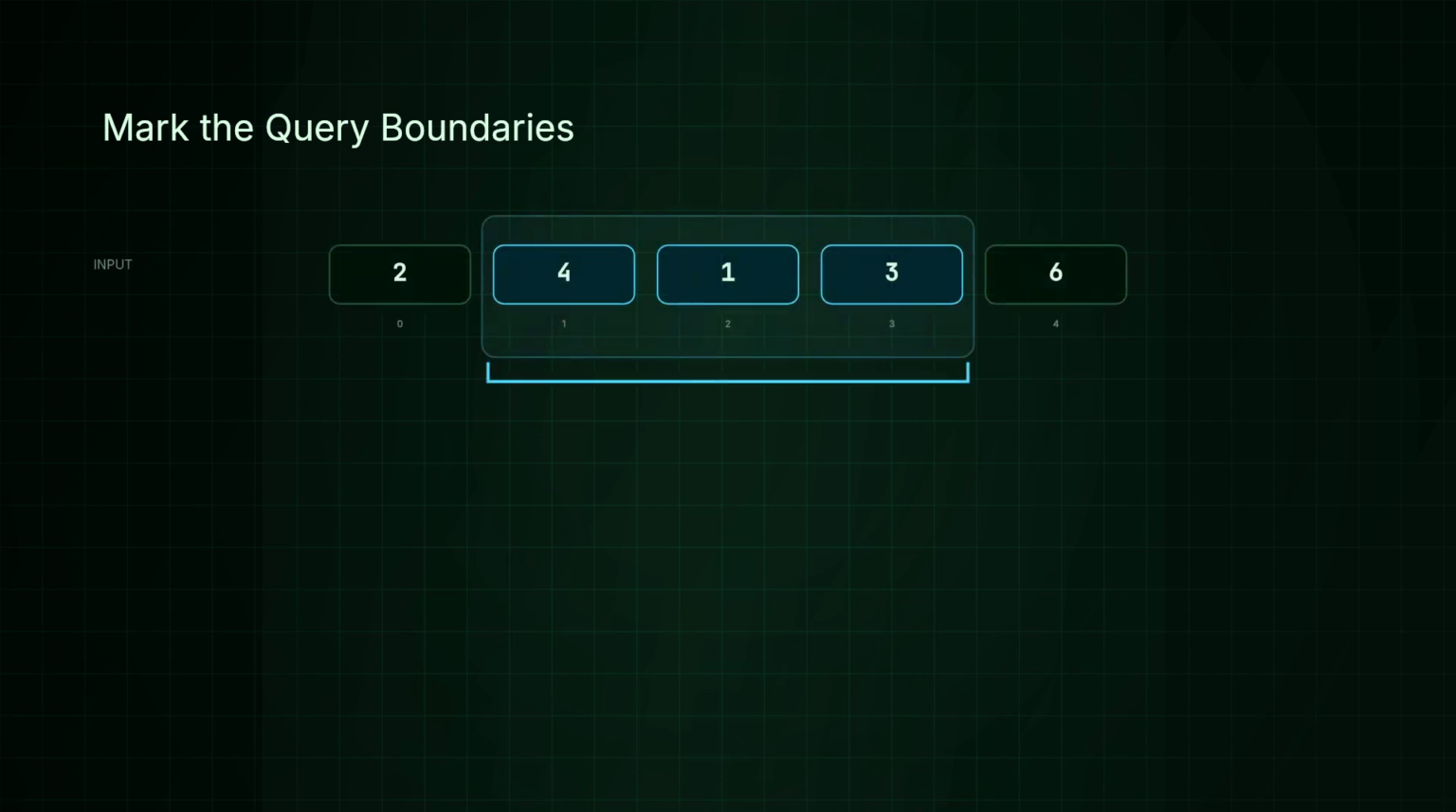Mark the inclusive query from index 1 through index 3. We will build prefix totals before answering it. Mark indices 1 through 3. Both boundaries belong to the requested range.